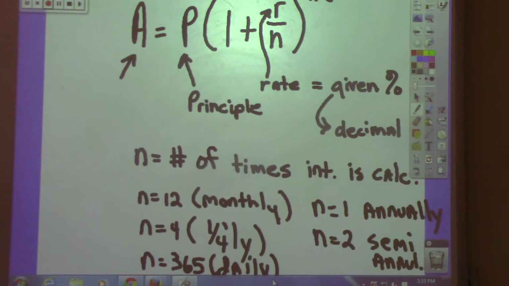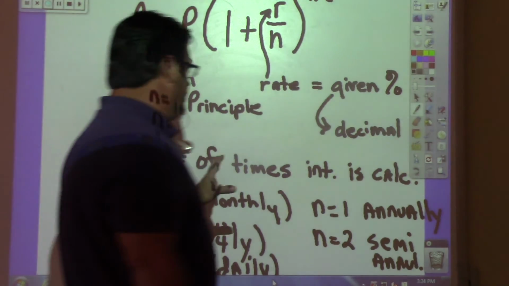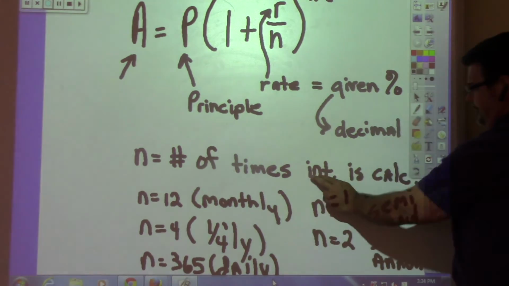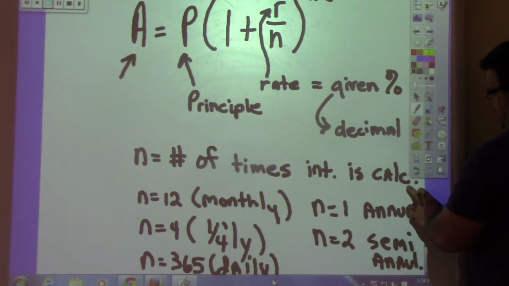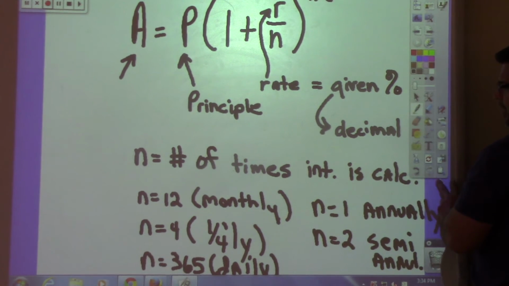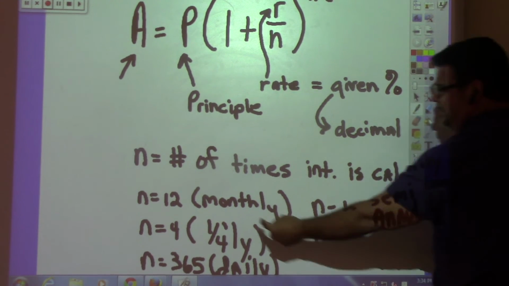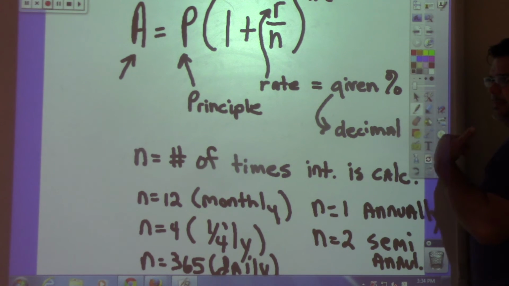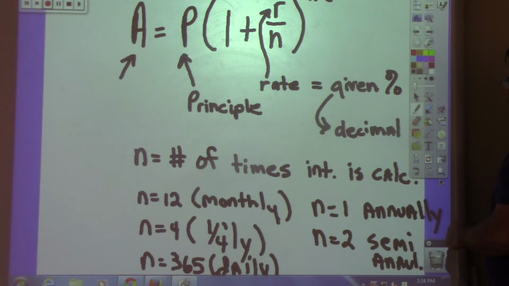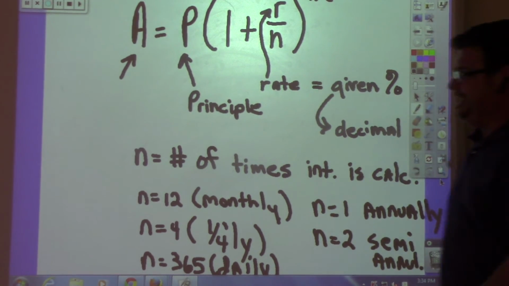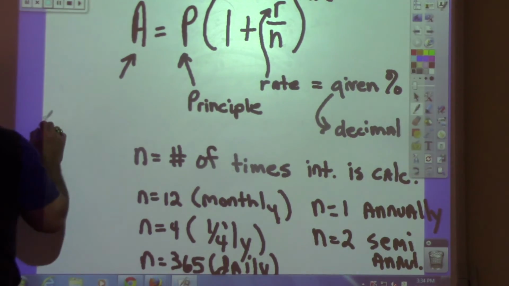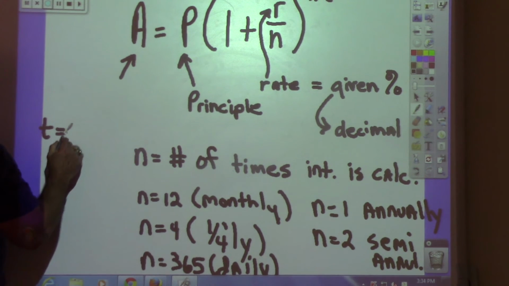Notice, what do all of them have to do with? Number of times interest is calculated throughout the year. Monthly, annually, semi-annually, all compared to a year. So T is always going to be written in terms of years.